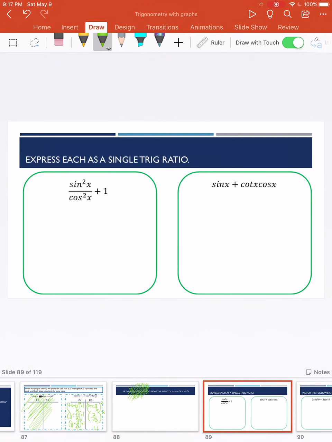So let's actually look at writing these expressions as a single trig ratio. So we're going to be using some identities. One strategy I always use is when I see a fraction added to something that's not a fraction, generally I want to join that together as one fraction. So I'm going to need a common denominator. In this case, that common denominator will be cos squared x. So I'll need to times that 1 by cos squared x over cos squared x in order to have that common denominator.